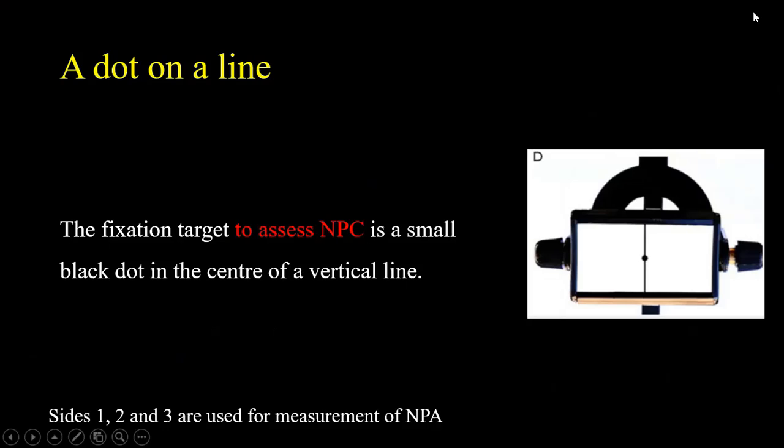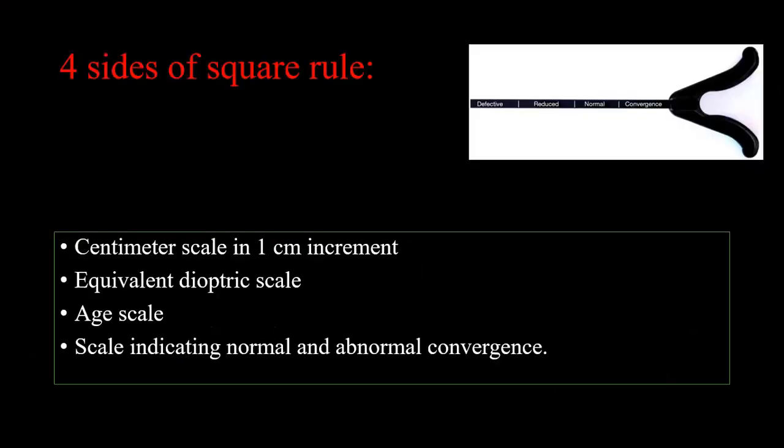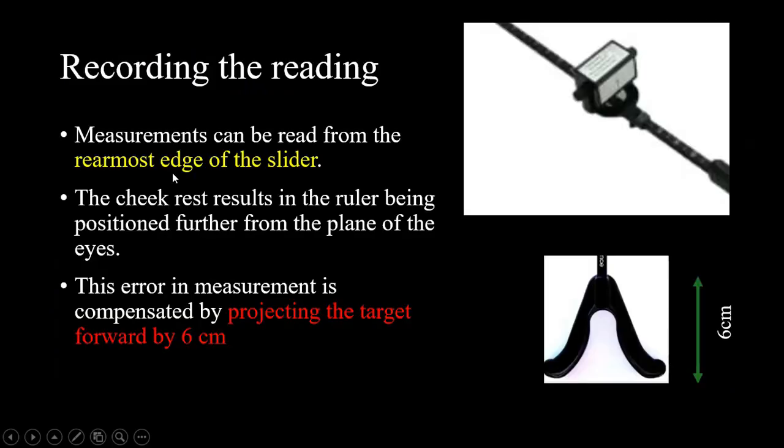This drum is used to assess the NPC, whereas the other 3 drums are used for assessing the near point of accommodation. And there are 4 sides to the square rule. One side has a centimeter scale with 1 centimeter increments, and the other has a dioptric equivalent. The other is the age scale, and the fourth side indicates the scale which shows the normal and the abnormal convergence. To record the reading, the measurements have to be taken from the rearmost edge of the slider, and this cheek rest, which is about 6 centimeter, can produce an error in measurement. This error is compensated by projecting the target forward by 6 centimeter.